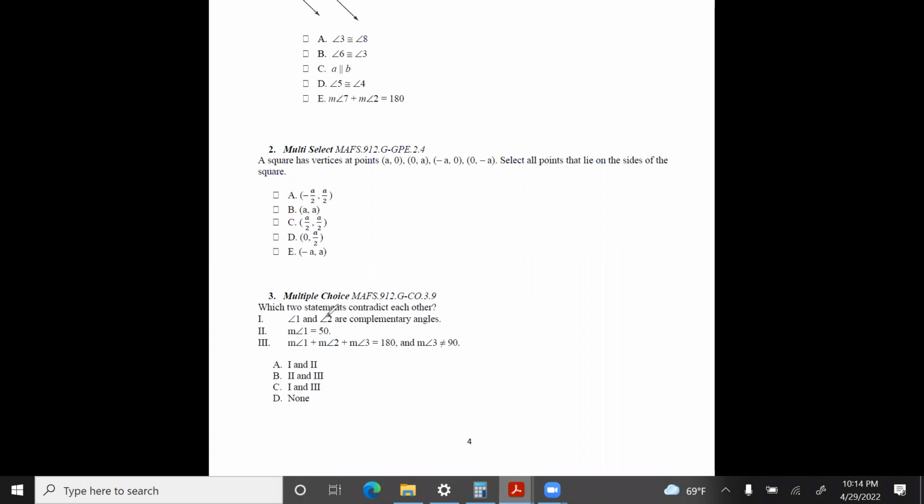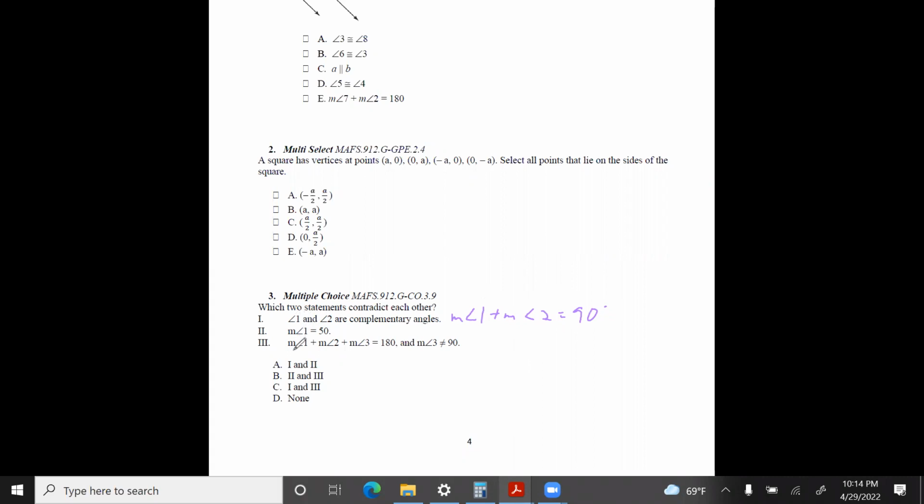If you look at the options, the first one says angle 1 and angle 2 are complementary angles. That means that they add up to 90. So measure angle 1 plus measure angle 2 equals 90 degrees. Then on number 2, it says measure angle 1 is 50. Well, if angle 1 was 50, angle 2 could be 40, and it would equal 90. So those don't seem to be contradicting.